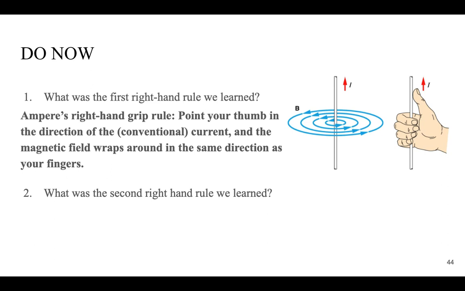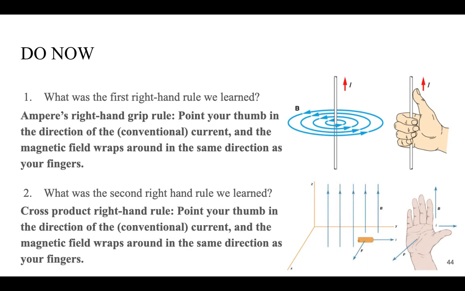What was the second right-hand rule, which should be hyphenated? I skipped it. Oh well, I'll fix it later. The second right-hand rule is what I'm calling the cross-product right-hand rule. So if you've got a moving positive charge, hold out your right hand so that your thumb is in the direction of the moving positive charge. Your fingers are in the direction of the magnetic field, and then your palm will be in the direction of the force that is felt by that moving charge, or if it's a current going through a wire, on the wire.